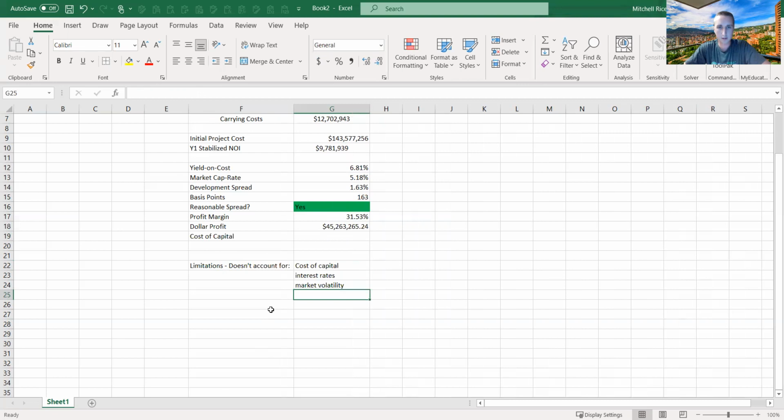I don't know if you guys can see this share screen thing. Let me get this out of the way just in case. That also doesn't account for cap rate compression or expansion.